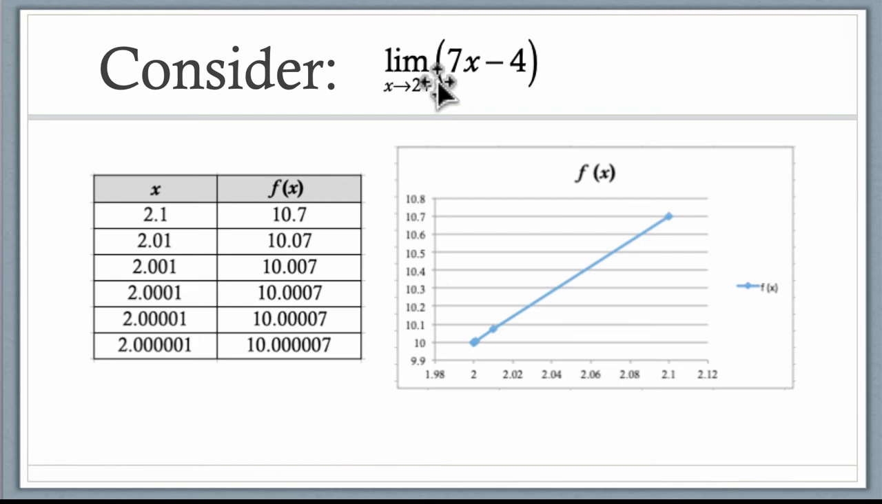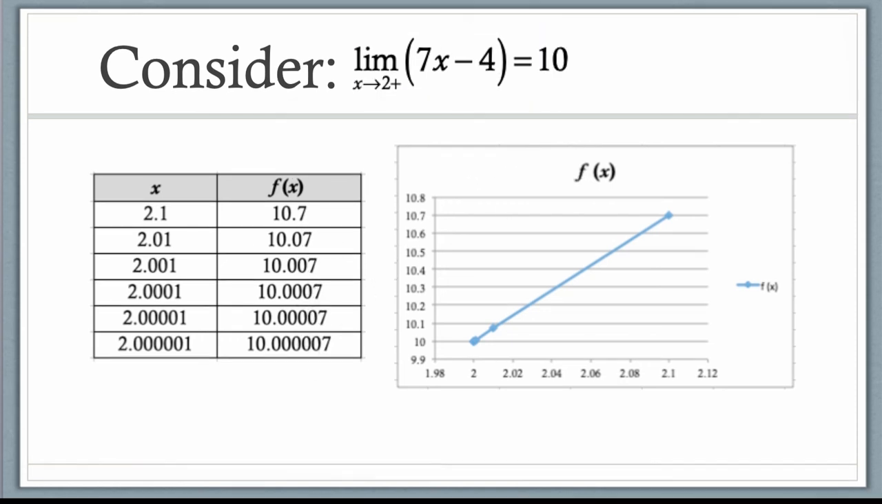So I'm getting closer to 2. I'm at 2.1, then I'm at 2.01, 2.001. Again, closer and closer. What is happening? That function is getting closer and closer to 10 again. That's a good thing. So I could say that the limit as x is approaching 2 from the right of 7x minus 4 is equal to 10.